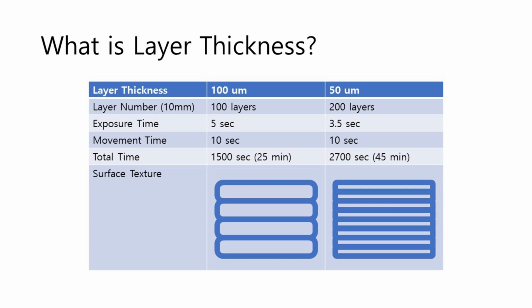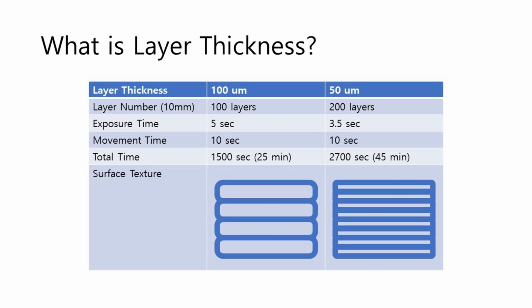To break it down a bit further, stacking thickness refers to the resolution in the z-axis direction. Changing the stack thickness has the following implications. For example, let's say you want to output a 10 mm thick model. If the output thickness is 100 microns, it will be sliced into 100 layers. The light exposure time for each layer will vary depending on the material, but let's say 5 seconds.